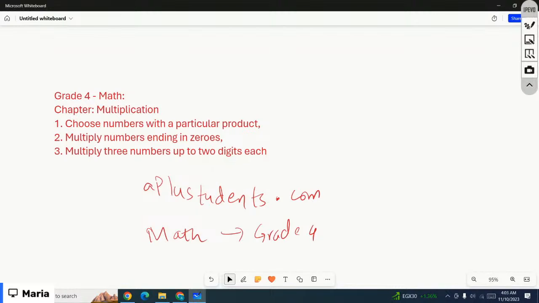There you can find the list of chapters. We're going to start with the chapter multiplication. The lessons we're going to cover today are choose numbers with a particular product, multiply numbers ending in zeros, multiply three numbers up to two digits each. Please make sure you have your notebook and pencil so that you can note down the important examples and definitions as well.